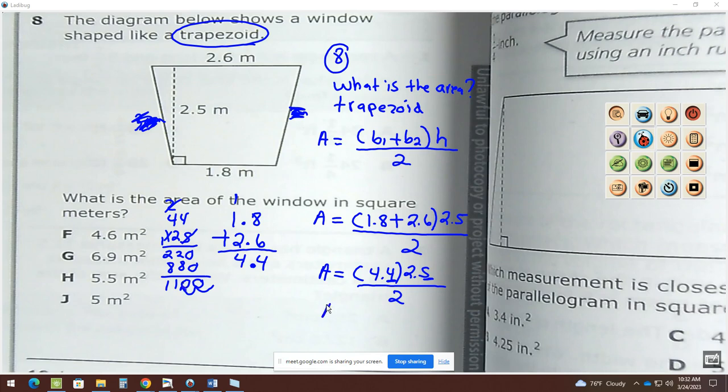11.8 equals 11. 11 divided by 2. Now what you need to do is do the rest at home. Just finish it off. 11 divided by 2, you should find the answer. That's your answer, number 8.